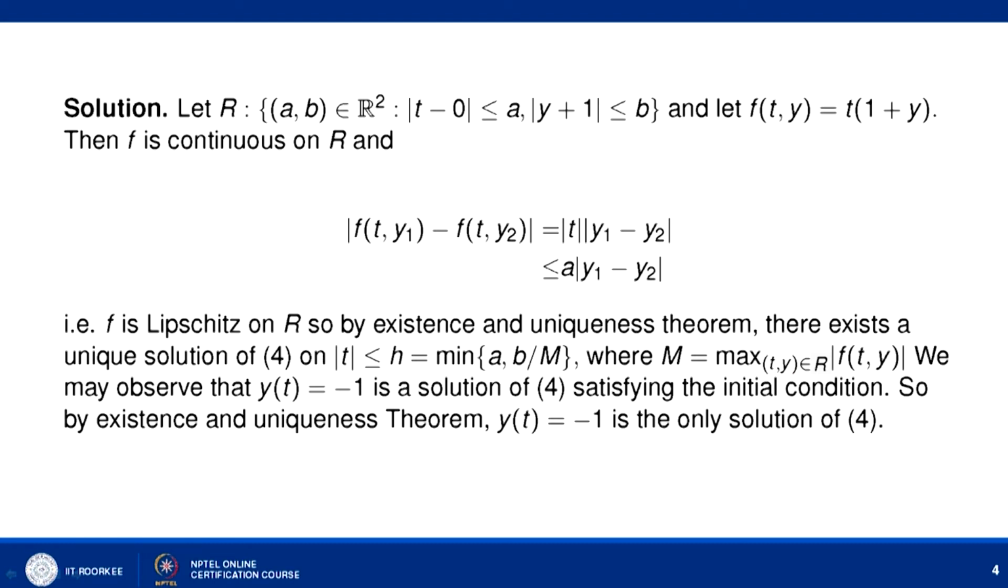So, we may observe that M is the maximum of this quantity, and you look at that t is bounded by a, and |1 + y| is bounded by b. So, we can say that this M is given by a b. A unique solution exists in the interval |t| less than or equal to h, and we want to find out the unique solution. And we can observe here that y(t) equal to minus 1 is already a solution of this equation.